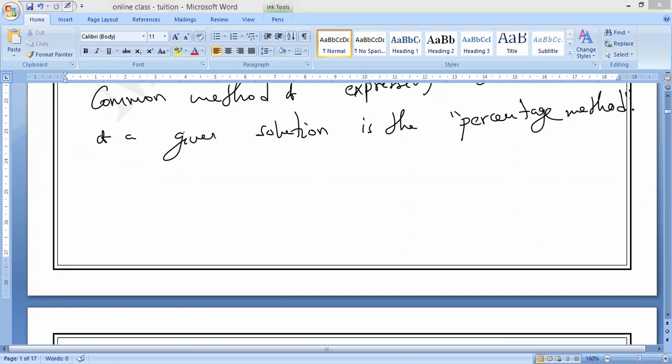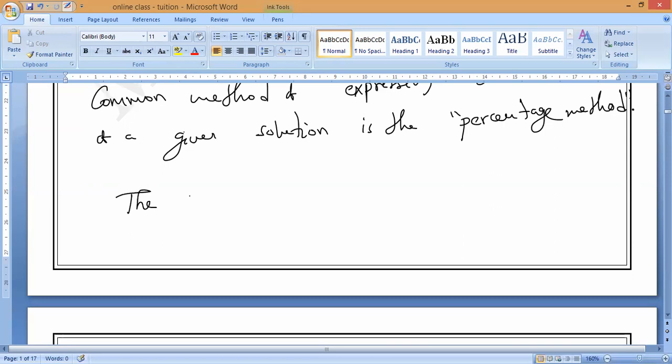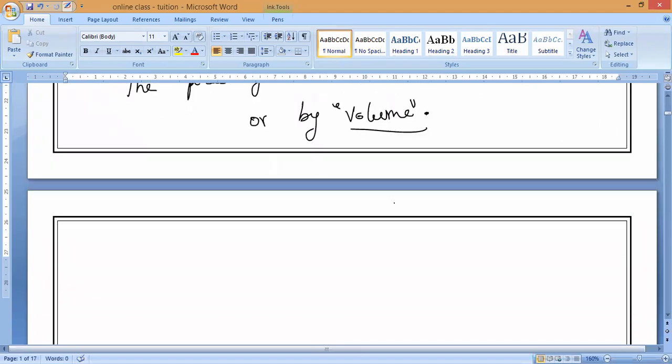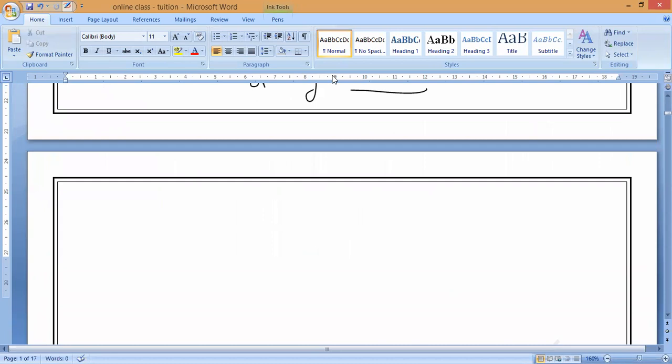Volume. Please write it. The percentage of solute can be by mass or by volume. One by one we'll discuss and we'll solve the numericals also. You guys no need to worry. I will teach you that too.